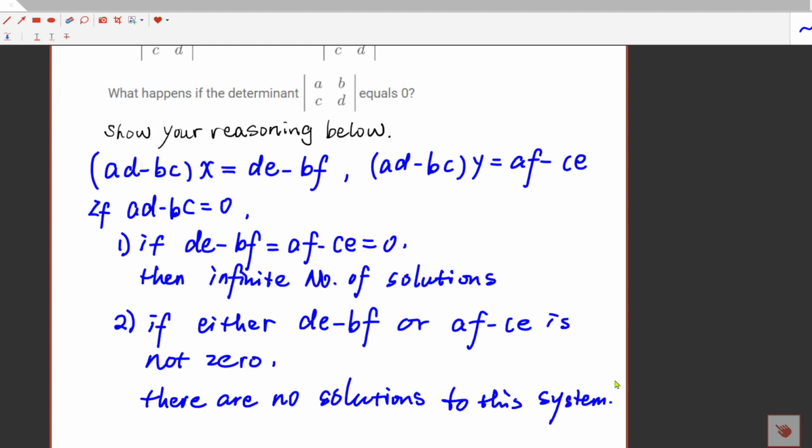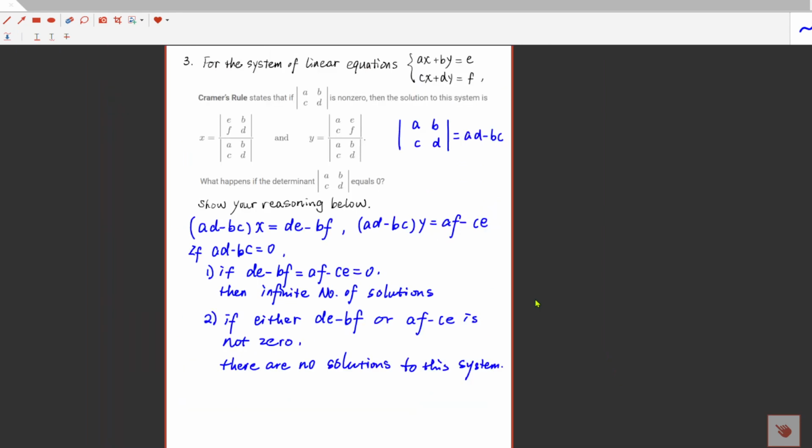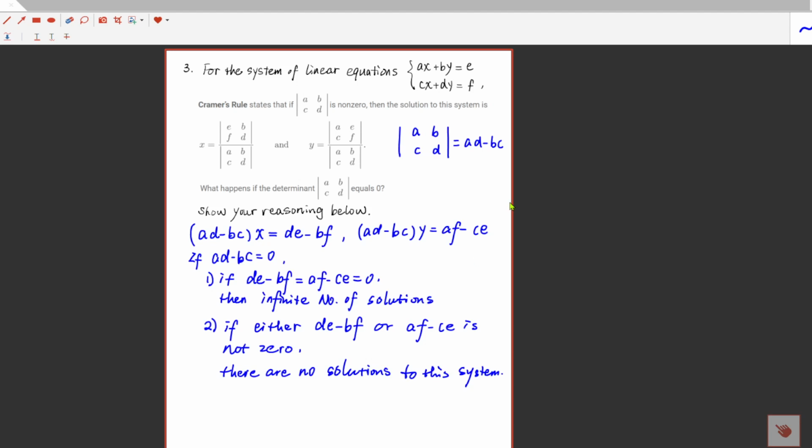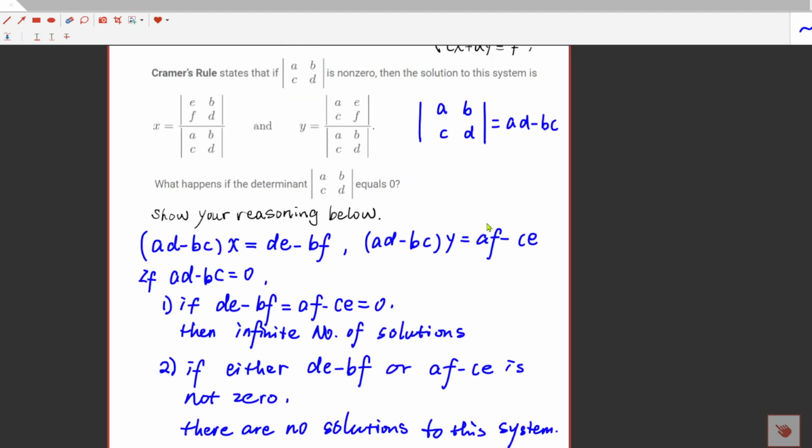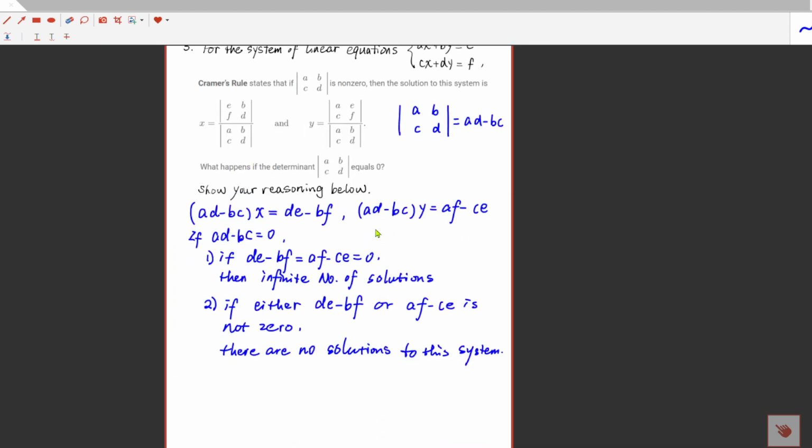So we need to do a little casework here, right? Have a look at the solution here, and let me know if you have any questions, okay?